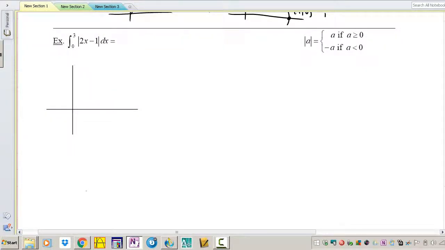In the next example, we have an absolute value function that we're integrating from 0 to 3. Let's pay attention to the inside of this function. What kind of function is that? That is the line 2x minus 1. And we're taking the absolute value of that function. Now, what does it mean to take the absolute value?